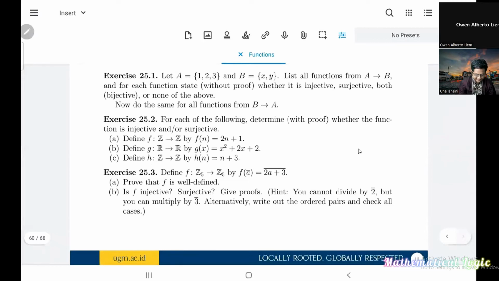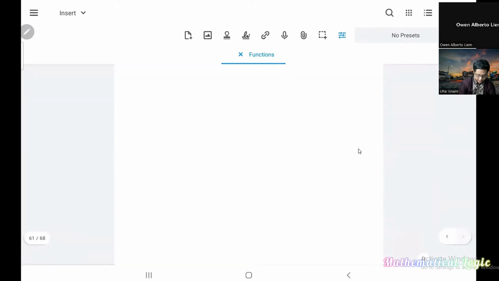So we continue the exercises. We start from exercise 25.1. A is a set, B is a set. We want to list all functions from A to B. So what we have in 25.1.